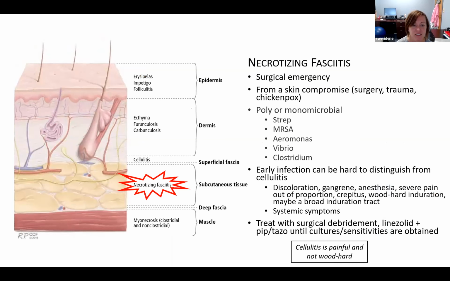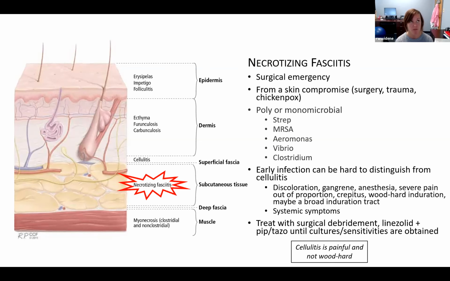Necrotizing fasciitis. This is a surgical emergency. This is usually from any kind of penetrating trauma, so surgery, trauma, chickenpox, a big disruption of your skin integrity. It can be polymicrobial, so think about anaerobes. It can be monomicrobial. Strep, so group A strep is a big one with this.